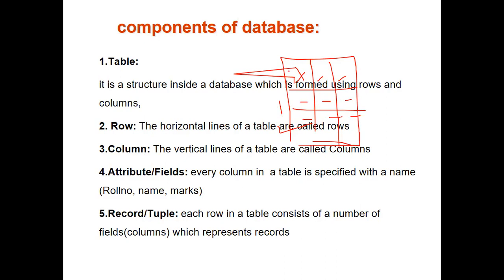Whatever is there on top, that comes under headings. This is like a record. We can say this is a record. So this is a row. This is a column. The horizontal lines we can say are rows, and columns are vertical lines. Please understand that. This is what I can say for components of databases.